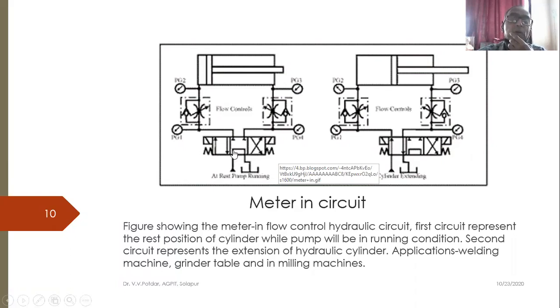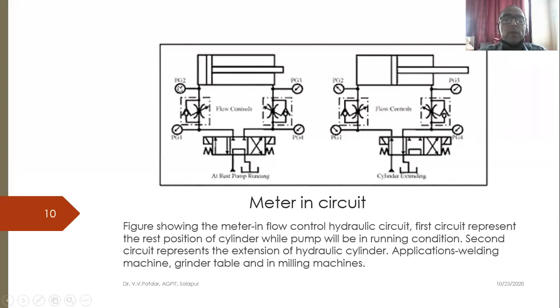When this is moved, this symbol, if you remember, is a solenoid operated direction control valve, and these are check valves and restrictors. Okay, flow control valves. So if I control the flow at the inlet of the cylinder, it will be metering in, and if I control the flow at the outlet, it will be the meter out circuit.